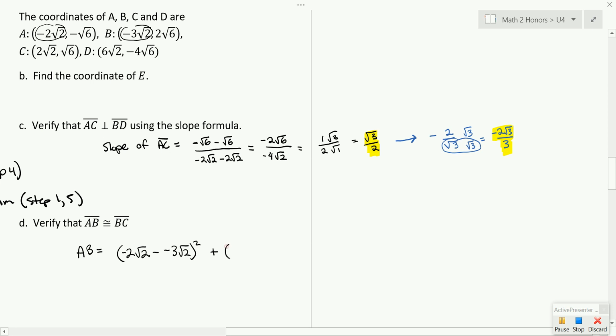I want to find the distance between my y values, so negative root 6 and 2 root 6. So negative root 6, to find the distance you have to subtract, so minus 2 root 6, and square that. So you've got your a squared plus b squared equals that distance squared, but I don't want the distance squared, I want to solve for just the distance, so I take the square root. Okay, so double negative makes a positive. What's negative 2 root 2 plus 3 root 2? Just root 2 squared.